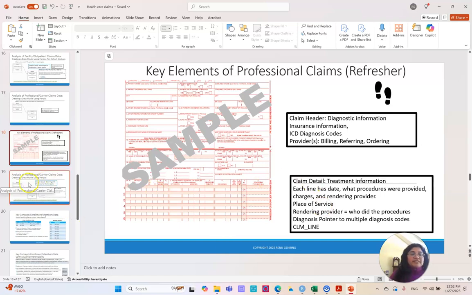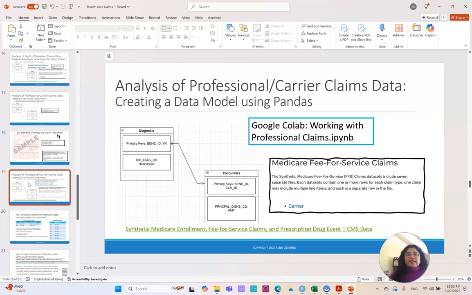So now that we have this under our belt, we can go ahead and work within our Google Colab session. And as a reminder, these files are taken from the Medicare fee-for-service claims. They come from the synthetic Medicare enrollment fee-for-service claims and prescription D data, and this is the carrier data. So let's go over to Google Colab and learn about this file.